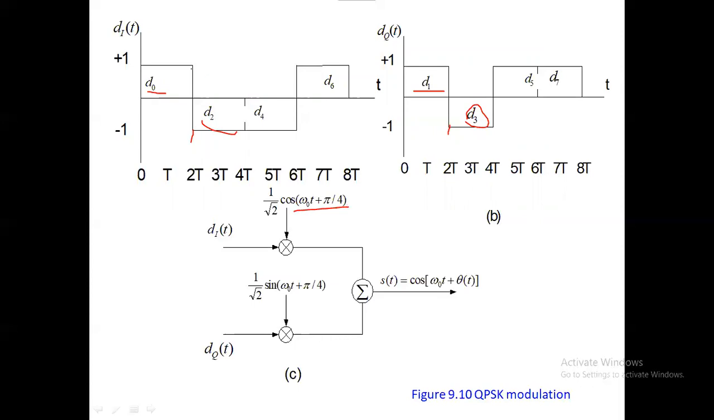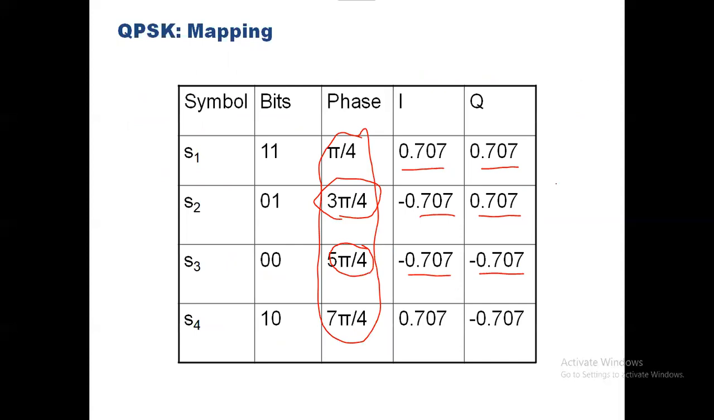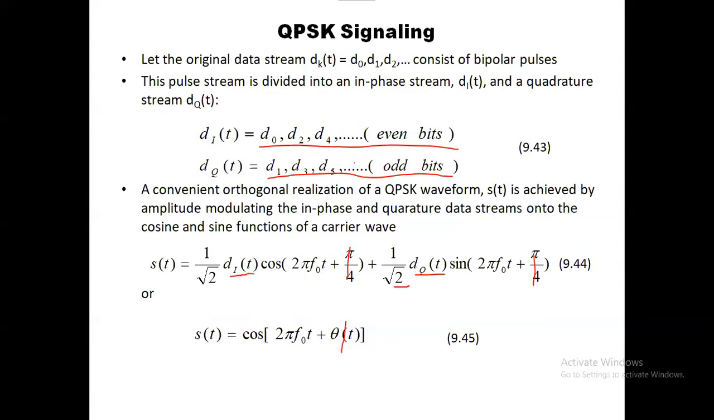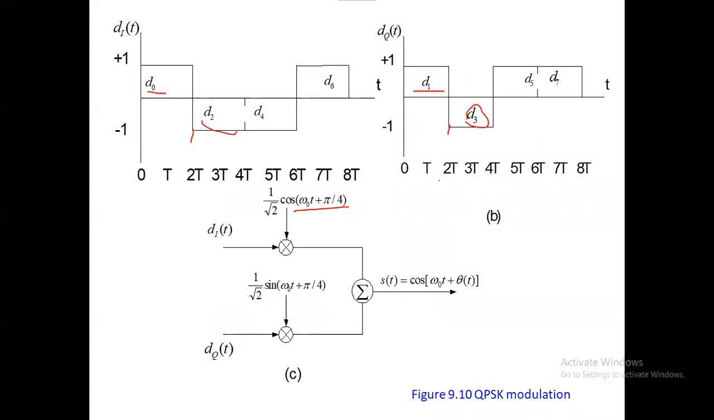So here both values are +1. The first bit is both +1, so the value is 0.707 and 0.707. What will be the value of this theta of t? We just go back to the lookup table. This value will be pi by 4, and this value will be pi by 4. So theta of t would be pi by 4. If the initial phase is pi by 4, the value of theta of t will be pi by 2.